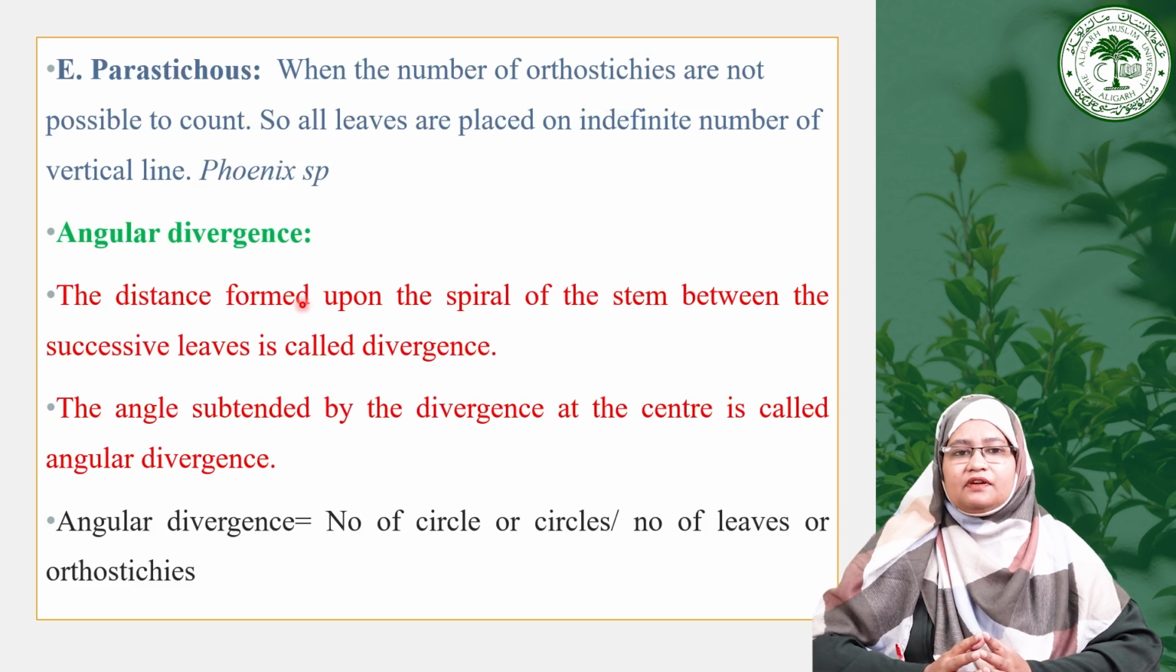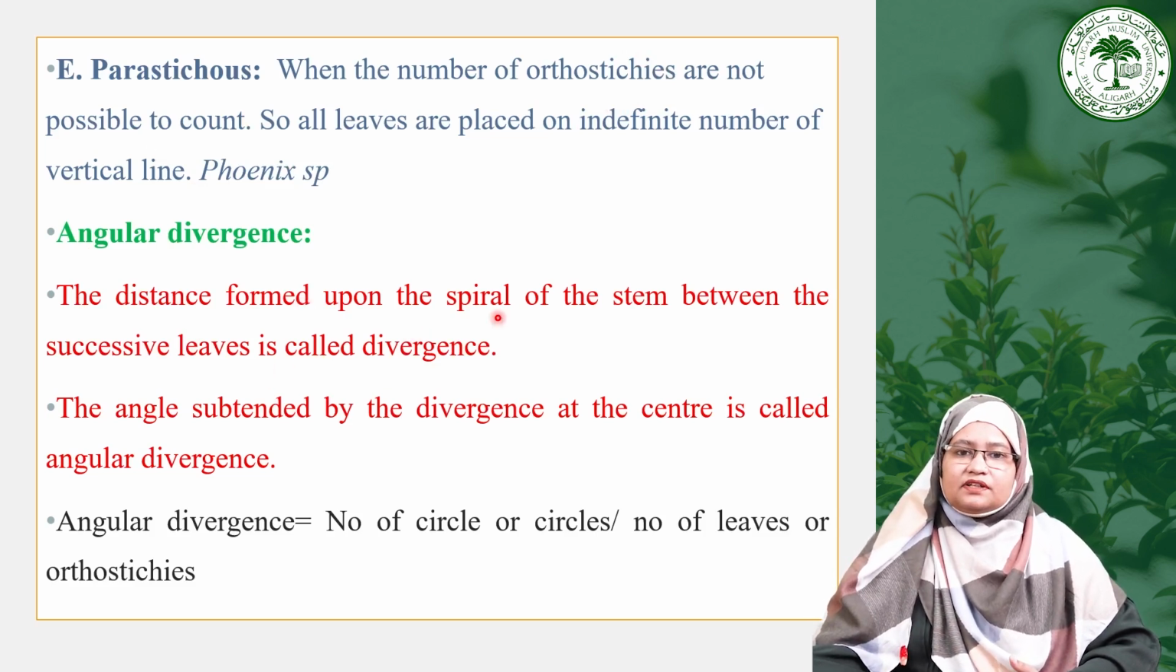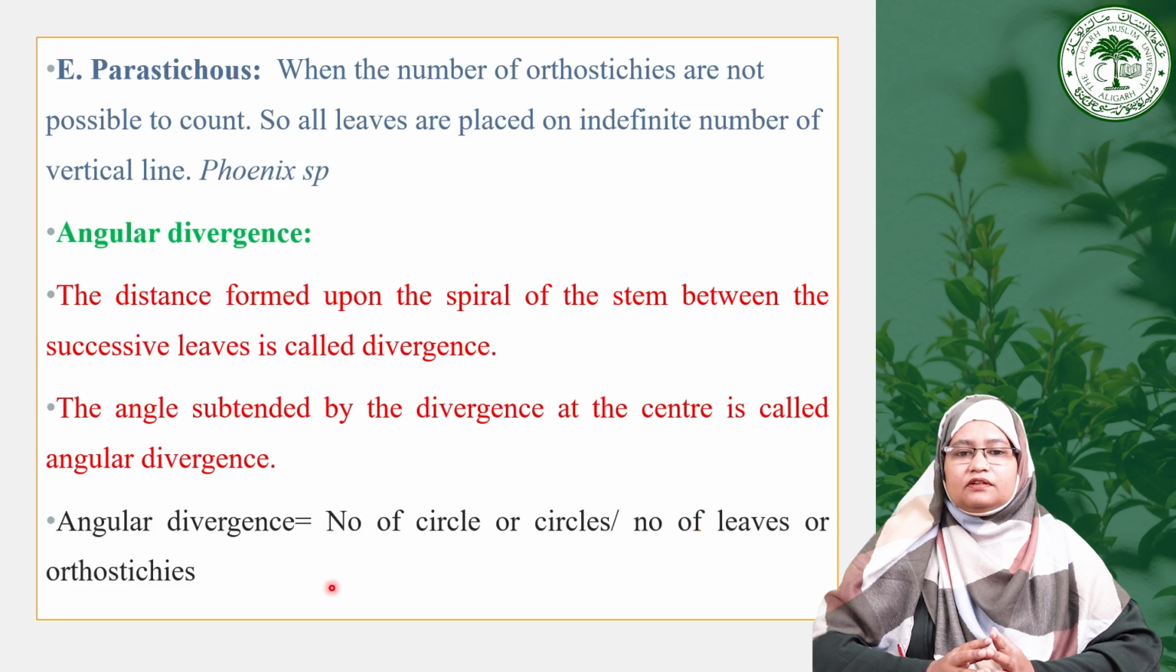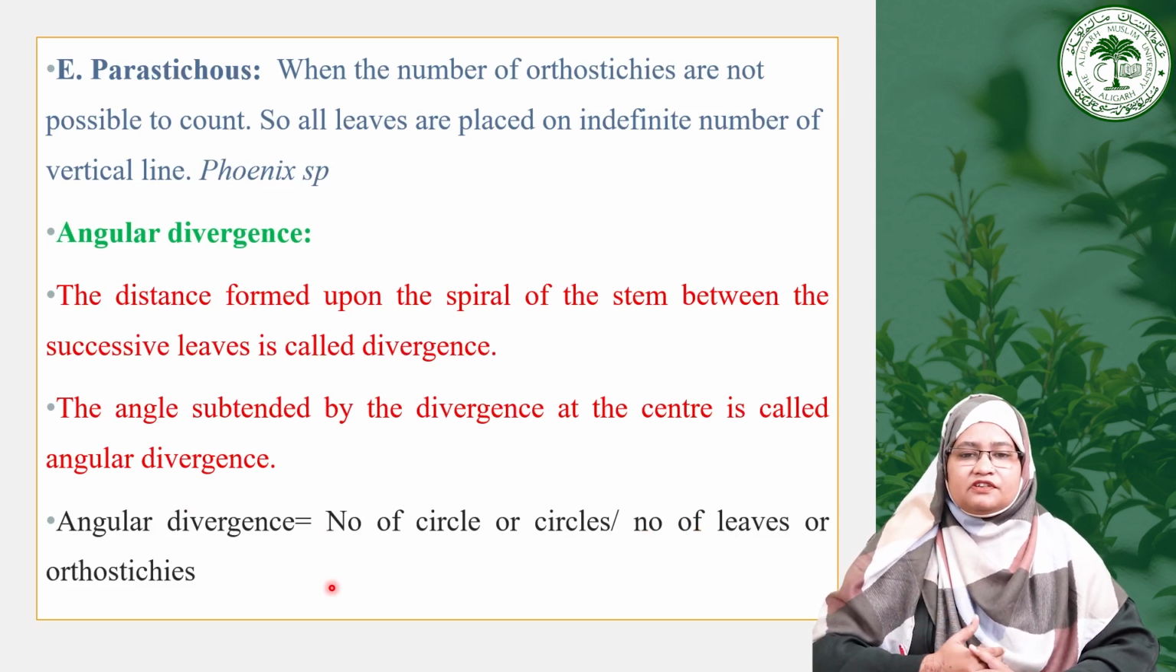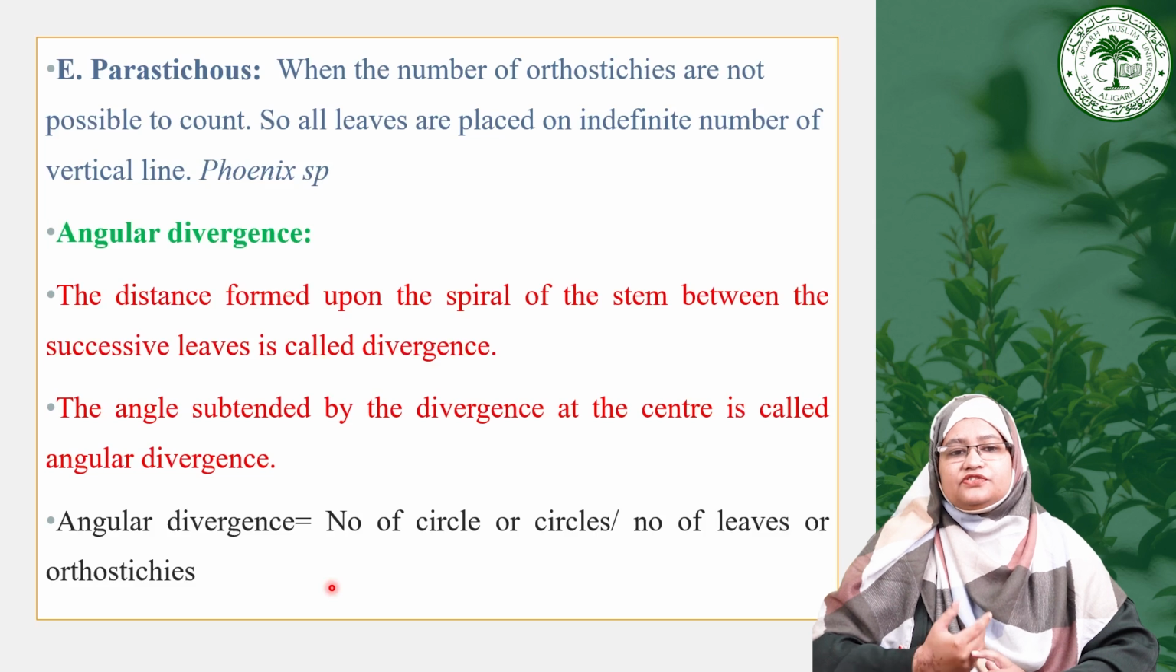In this spiral arrangement the leaves have a particular angular divergence. The angular divergence is the distance upon the spiral of the stem between successive leaves, and this is calculated by the number of circles divided by the number of leaves or orthostichies. So how many circles there are, divided by the number of leaves or orthostichies.